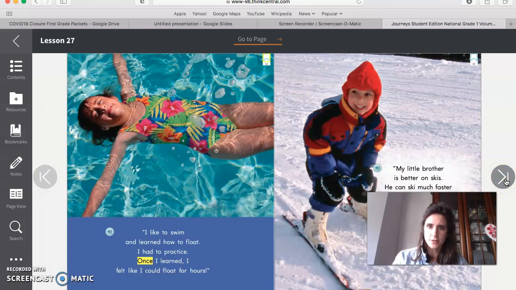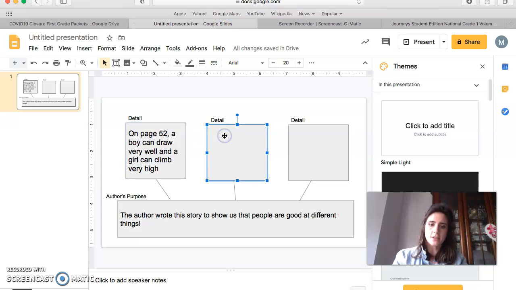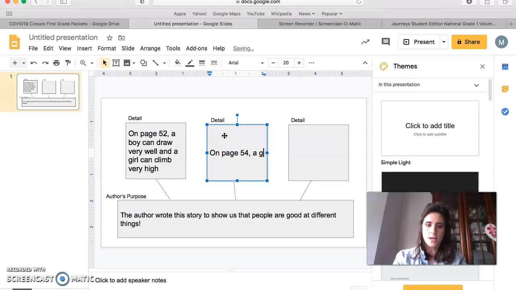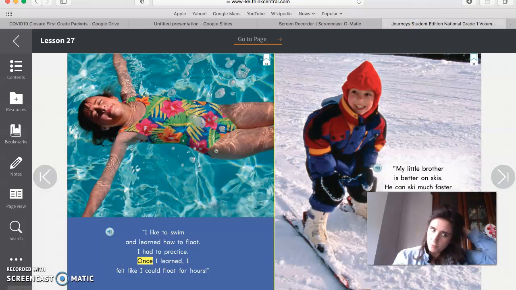So let's take a look later throughout the story. So this little girl, she learned how to float, and now she's really good. Once I learned, I felt like I could float for hours. So in the next box, I could say on page 54, a girl is good at floating. Was that page 54? Yes, that was page 54.